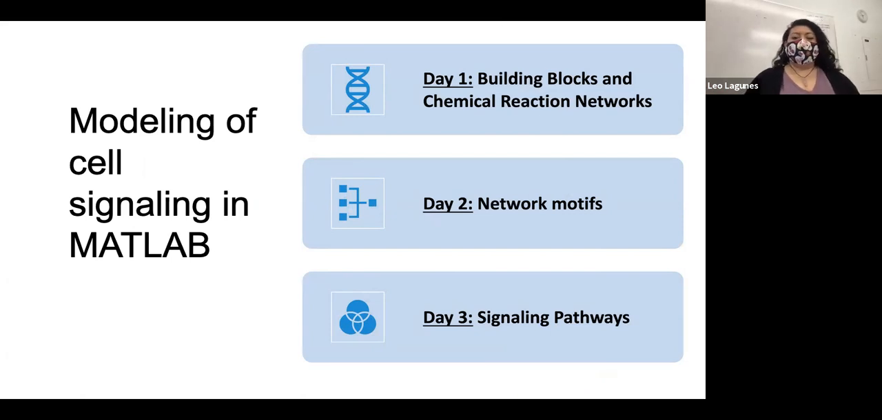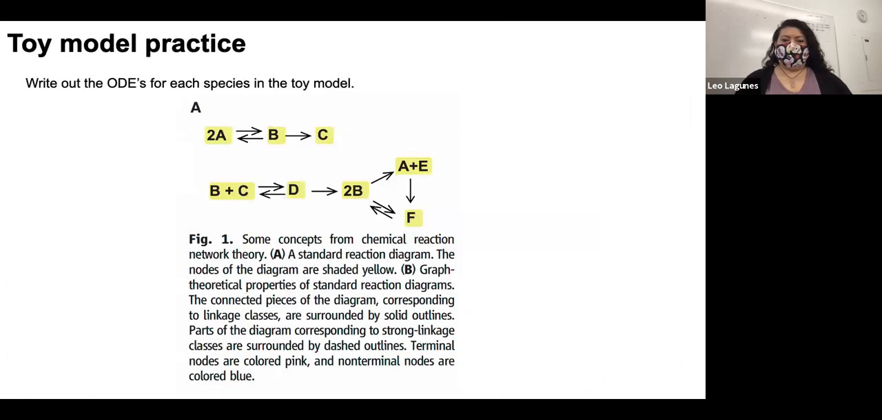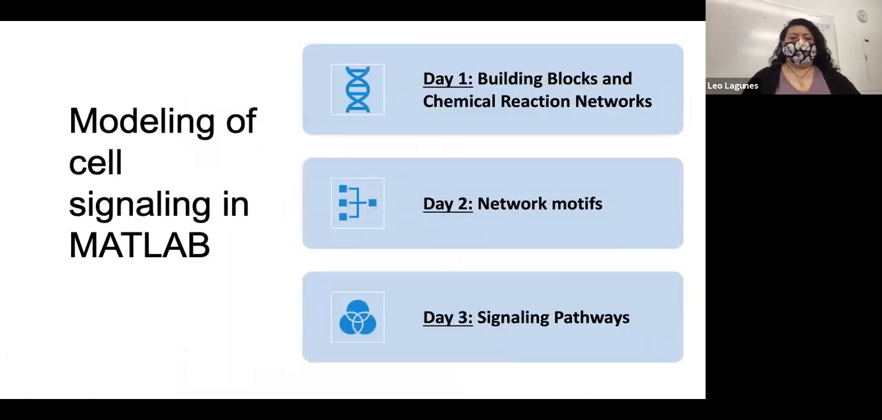Again, it's mostly an intro to network motifs, so we won't be dealing with super complicated networks, but you'll definitely have a feel for how these network motifs work, what kind of behavior we can observe, things like that.